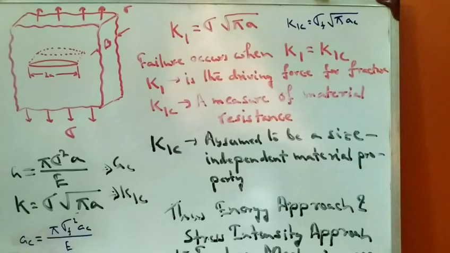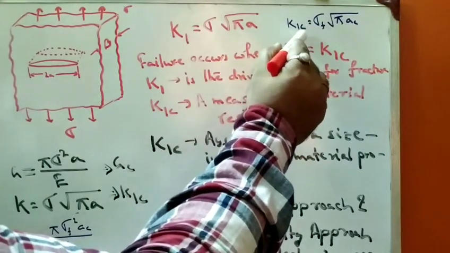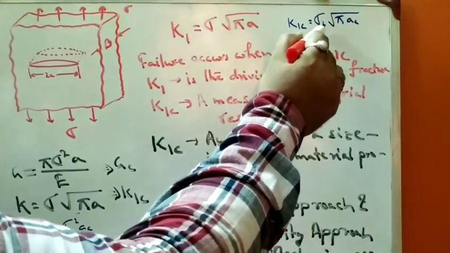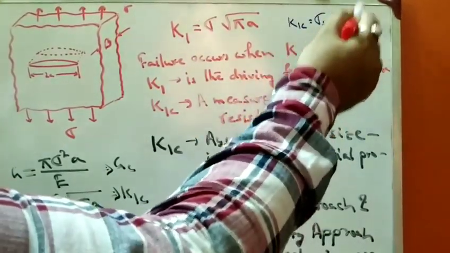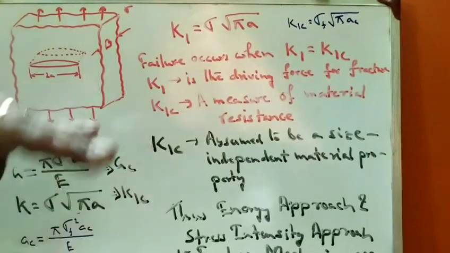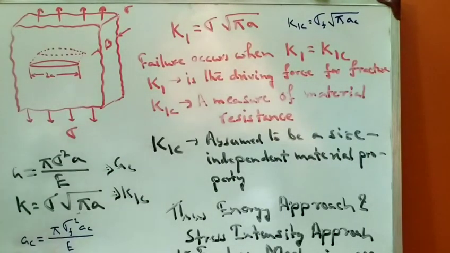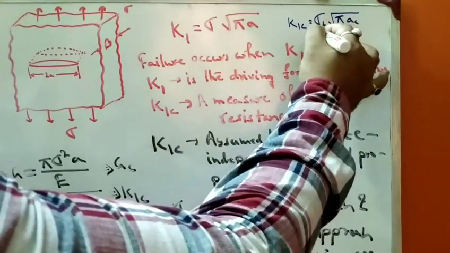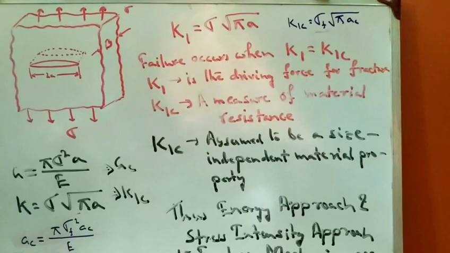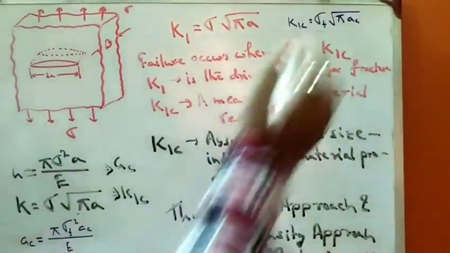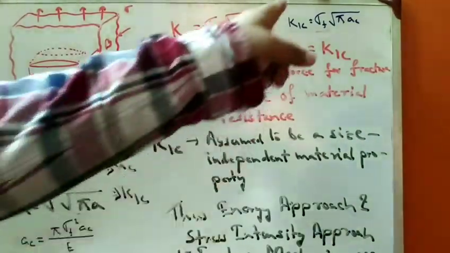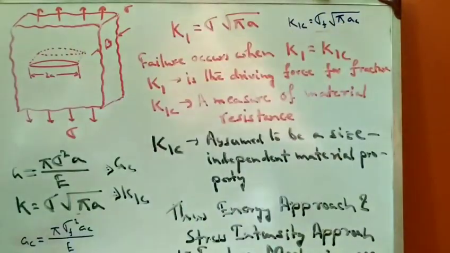Now failure occurs. When does failure occur? When K1 is equal to Kc. Then sigma f is the fracture or failure stress, and AC is the critical crack length. That means when you go on increasing the remote load, the stress will increase, and ultimately at sigma equal to sigma f, fracture occurs, when the crack length is AC, the critical crack length. So K1C is called the property of the material, the stress intensity factor of the material.